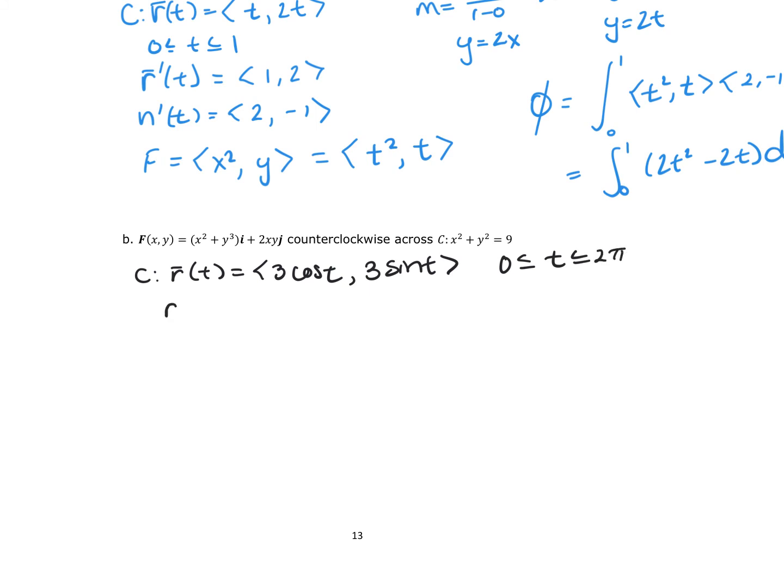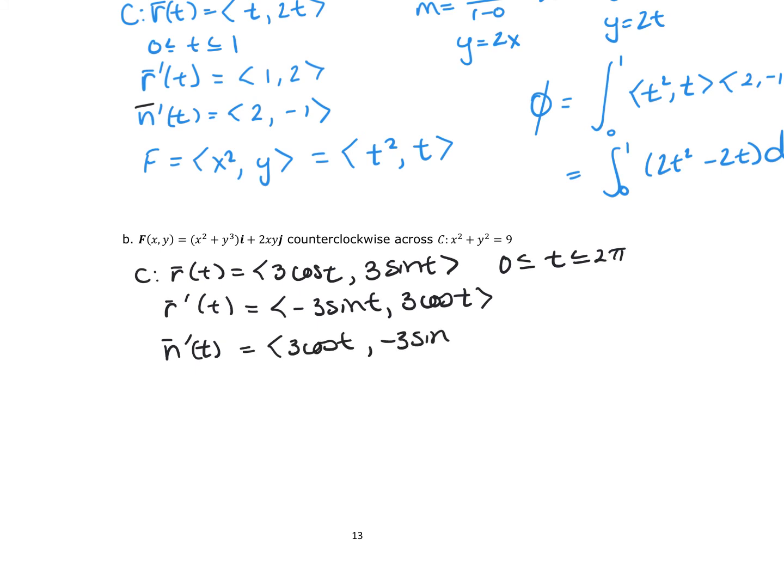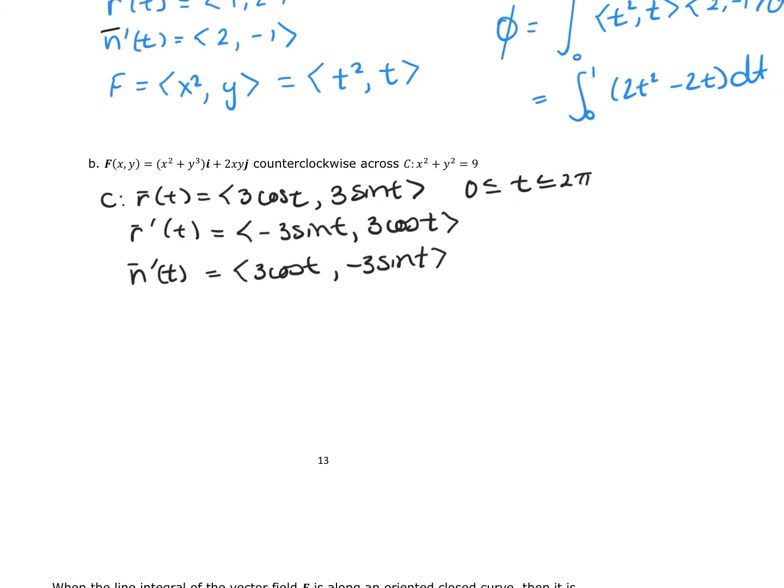Let's go ahead and do my derivative, r prime of t, which is going to be negative 3 sine of t, 3 cosine of t. That means my normal vector, should have been a vector up there, is going to be 3 cosine of t, negative 3 sine of t. So that's easy peasy lemon squeezy. Now we have to do the replacements.